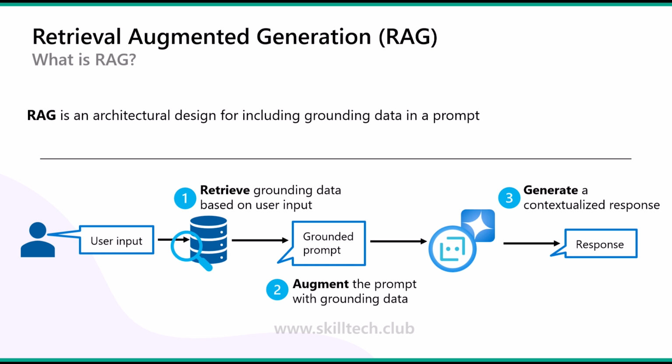In other words, it's a process for retrieving information that is relevant to the user's initial prompt. In general terms, the RAG pattern incorporates multiple steps. You can see that there are three steps. Step number one is retrieve grounding data based on the initial user-entered prompt. Step number two is augment the prompt with grounding data. And step number three is use a language model to generate a grounded response.